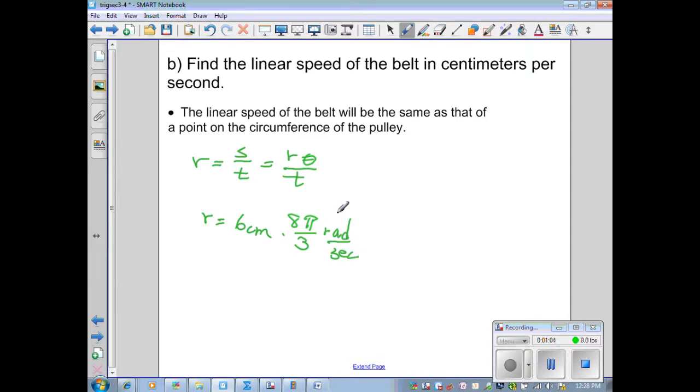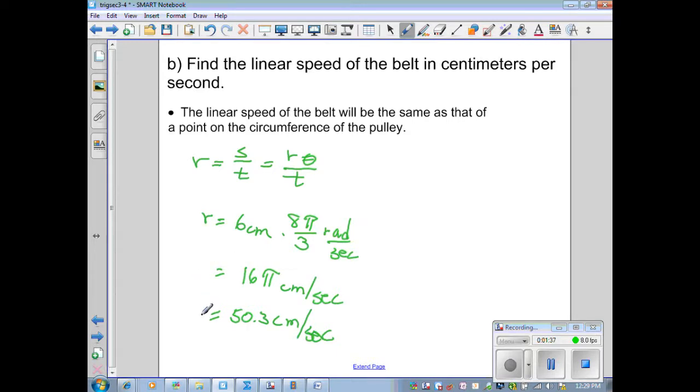And then I just simplify this expression. And when I do, I'm going to get 16 pi centimeters per second. If I substitute this into a calculator, I can get a decimal value, which would be 50.3 centimeters per second. I put both solutions down so you can see how solutions can differ if you check your solutions in the back of the book.